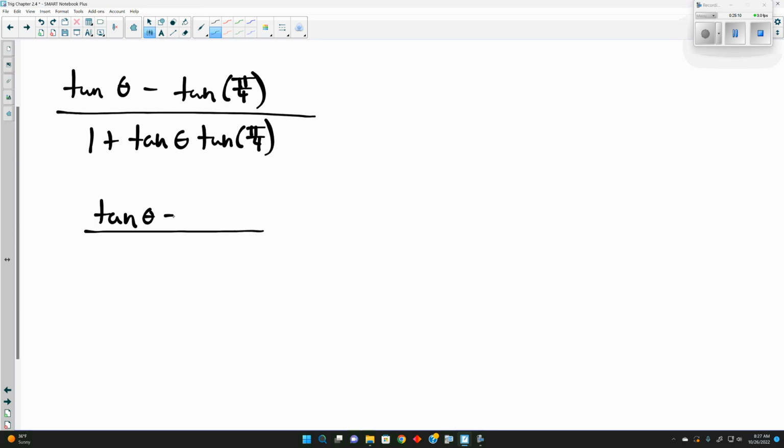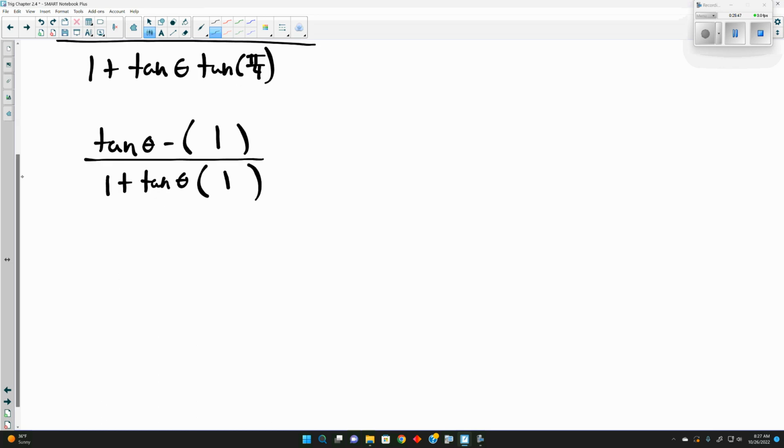So we'll still have tangent of theta minus 1 plus tangent of theta. Pi over 4 on the unit circle gives us a coordinate point of square root 2 over 2 comma square root 2 over 2. And for tangent, that's going to give us 1. It is on our unit circle. I also provided it at the bottom in that little box that we had for pi over 4. It gave it to us as 1. Okay.